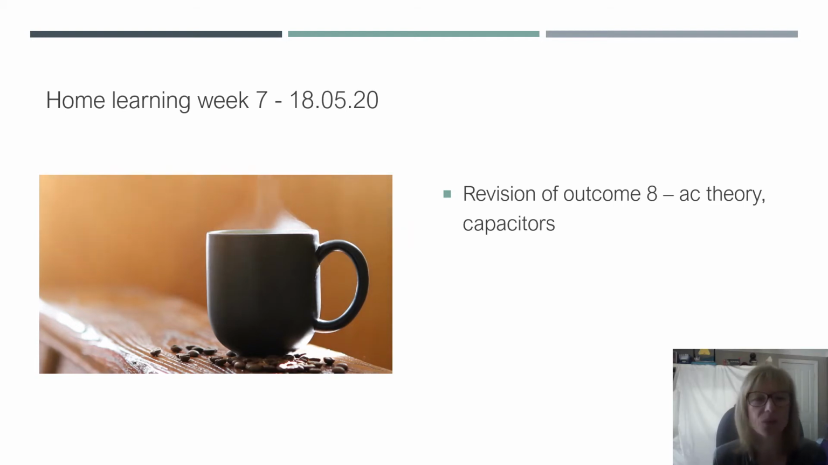Hello. So this week we are going to continue with our revision of the AC theory, outcome 8. As last week, I want you to pause the video and make sure you've got all your notes that you were given while you were at college, a pen and a piece of paper. So just pause it and come back and press play again when you've got all that together.